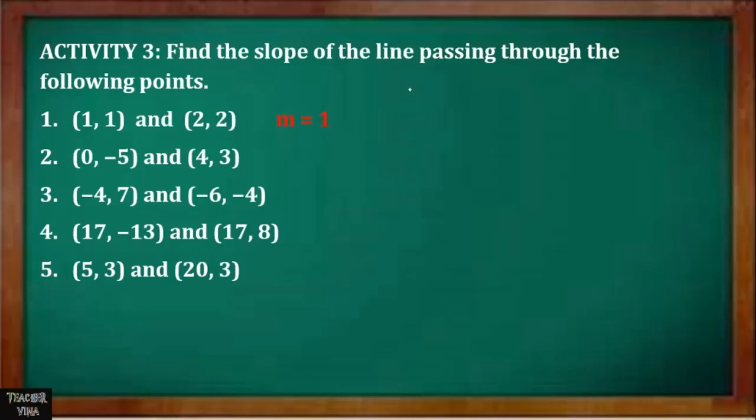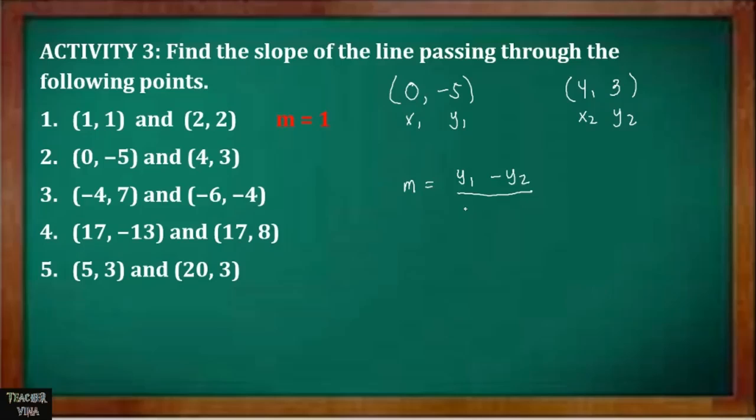Now, for number 2, okay, so we have the point 0, negative 5. This is our x sub 1. This is our y sub 1. And then, for the second point, we have 4, 3. This is x sub 2. This is y sub 2. Now, I will use, since parehas lang naman yung makukuha nating sagot, kung alin man yung piliin nating formula, ang gagamitin ko na lang ay yung y sub 1 minus y sub 2 over x sub 1 minus x sub 2. So, substitute ko lang.